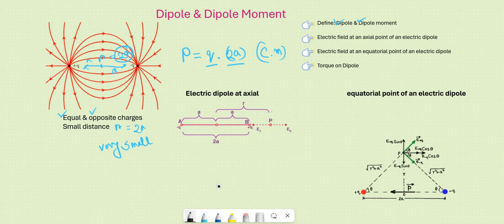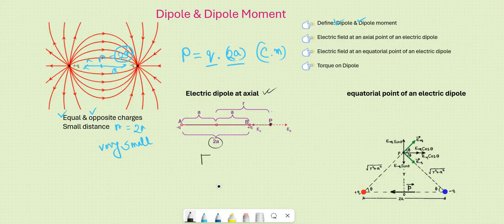For the dipole at the axial point, it means that there are two charges, minus q and positive q, separated by a distance of 2a, and if you'd like to determine the electric field and the potential at the axial of the dipole, this is the line, obviously, and this is the axial as well. So at this point, consider P.